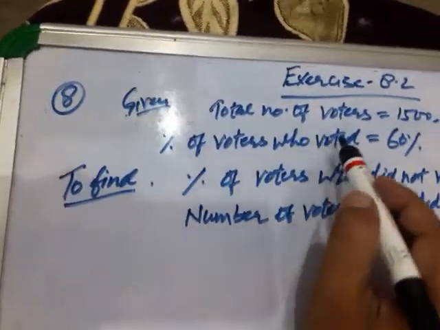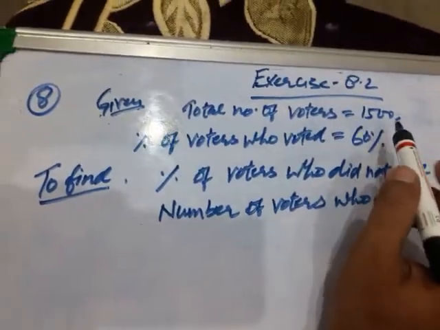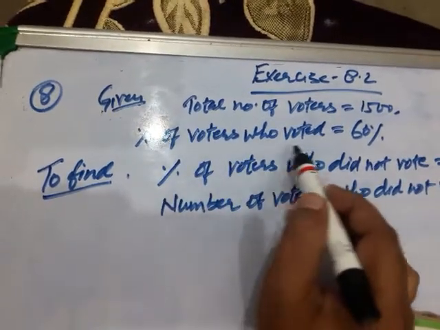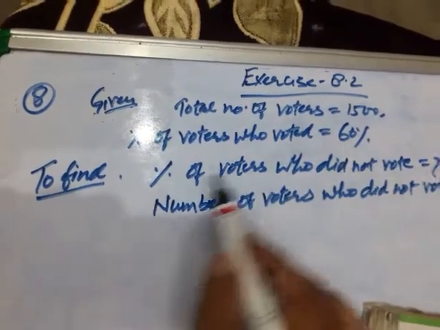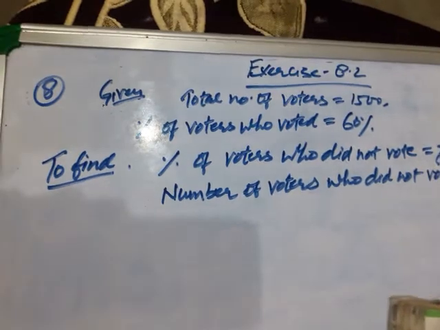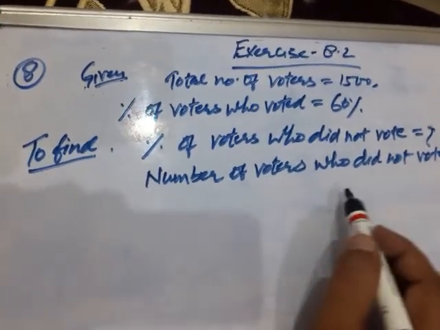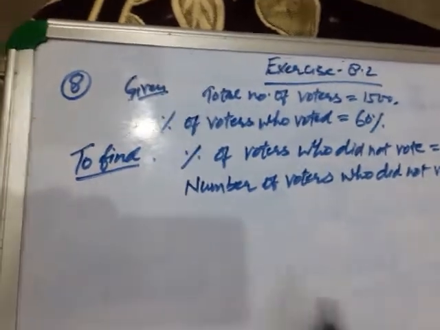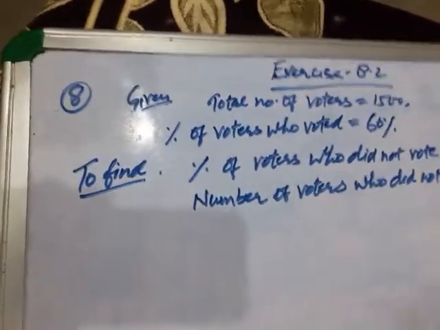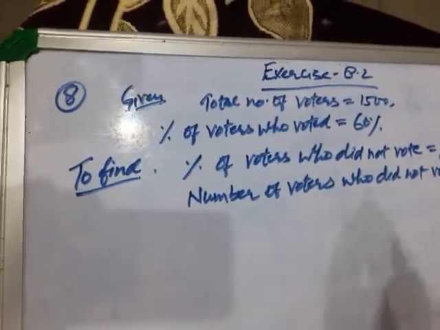What is given? Total number of voters equal to 1500. Percent of voters who voted equal to 60%. Now you have to find the percent of voters who did not vote. Clear? And the number of voters who did not vote. Okay, start solution.